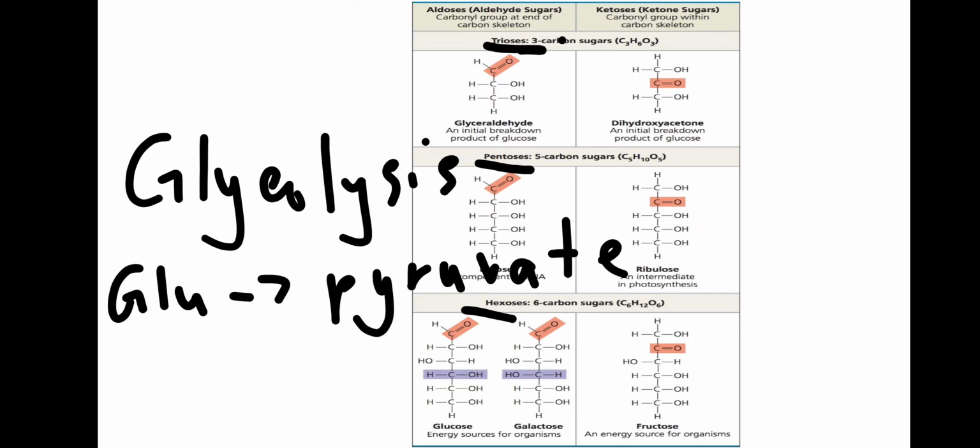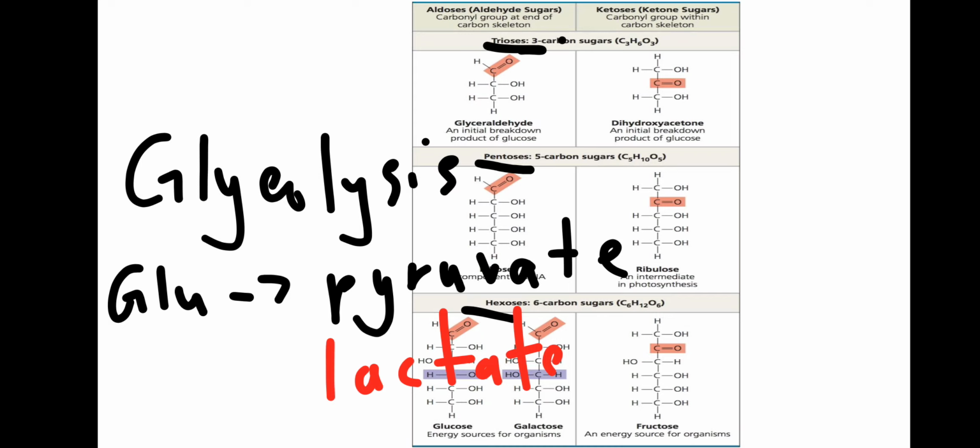Just know this. In the absence of oxygen, which is anaerobic respiration, you're not going to have pyruvate as a final molecule. You're going to have lactate or lactic acid as a final molecule. Yeah, lactic acid. This is glycolysis.